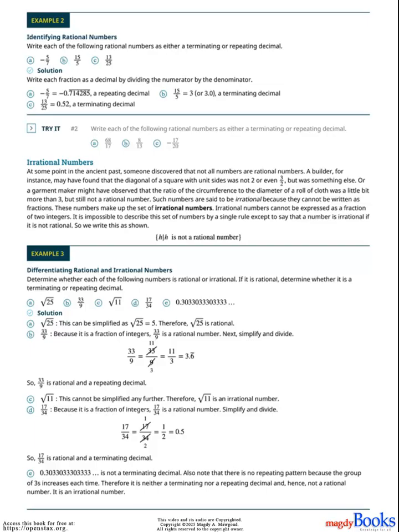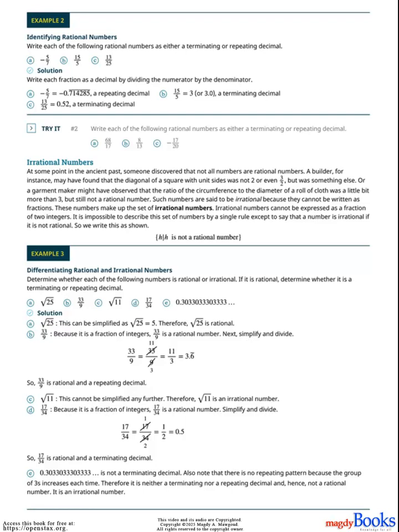Try it. Number 2. Write each of the following rational numbers as either a terminating or repeating decimal. A. 68 over 17. B. 8 over 13. C. -17 over 20.